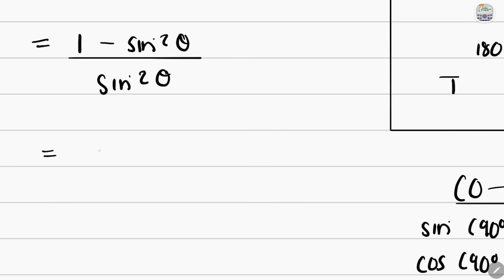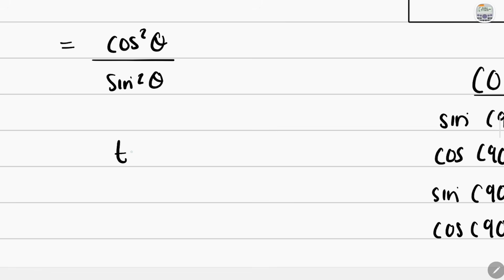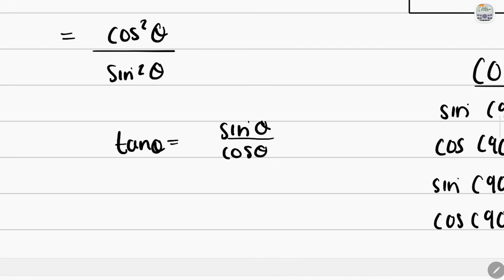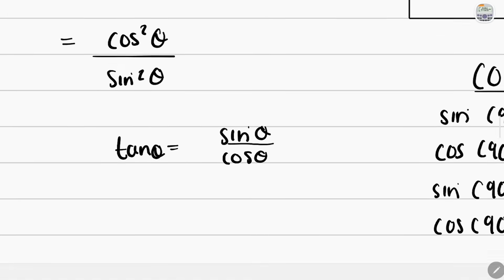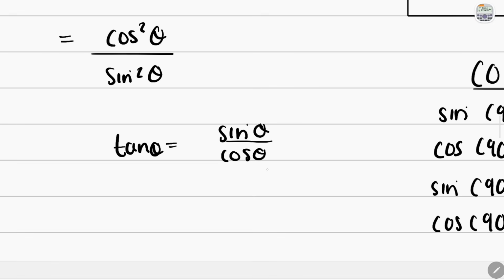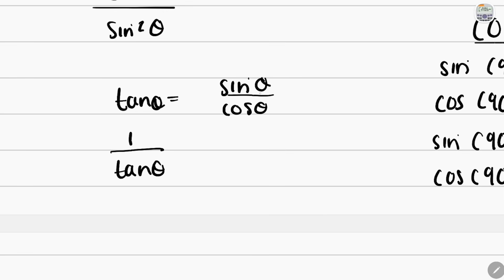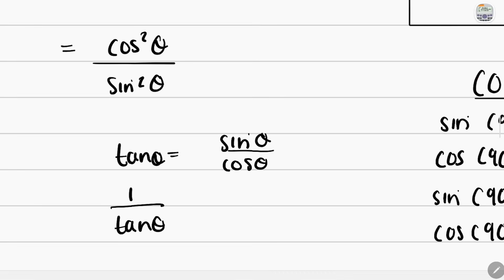And so what we have here is cos squared theta over sine squared theta. And this can be simplified further. Remember how tan theta is equal to sine theta over cos theta. So what happens when you swap the numerator and denominator? What will this be equal to? So it's not sine theta over cos theta, right? It's cos theta over sine theta, of course, with a squared. So what this would be equal to is 1 over tan theta, because the numerator and denominator have switched places.